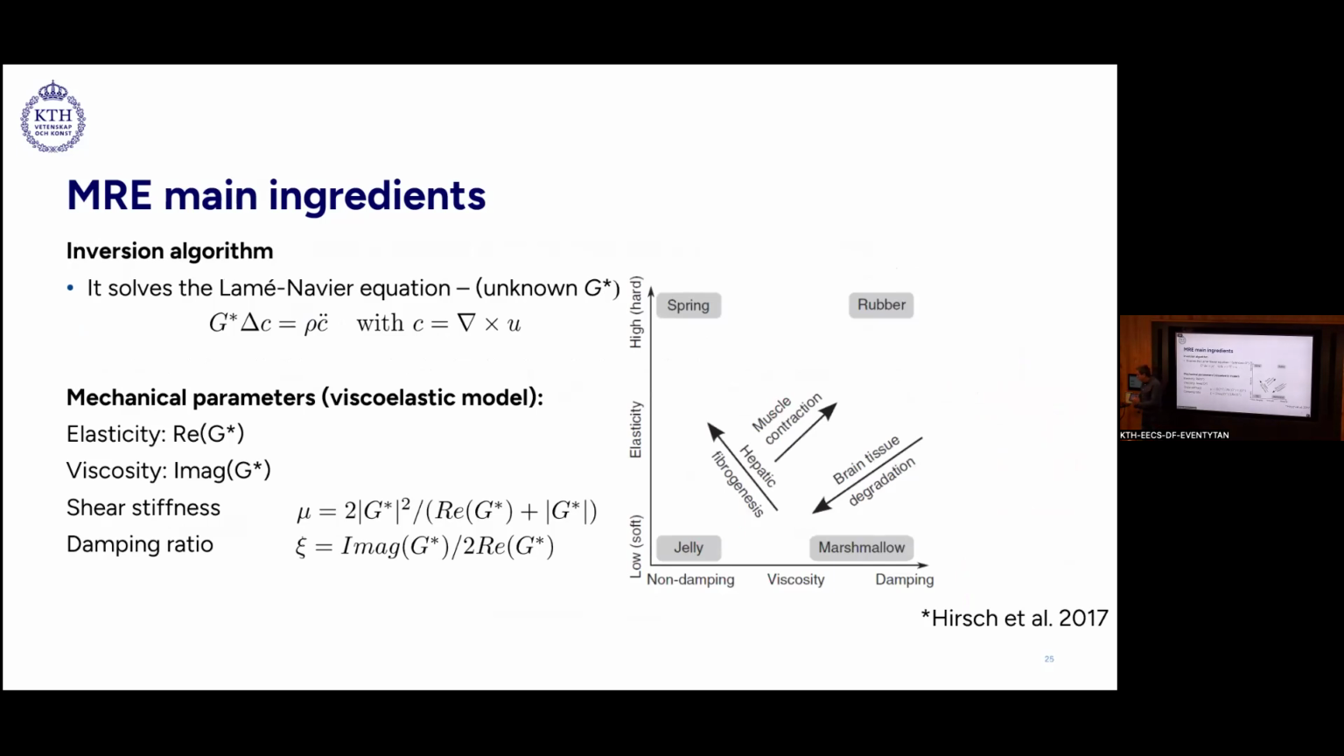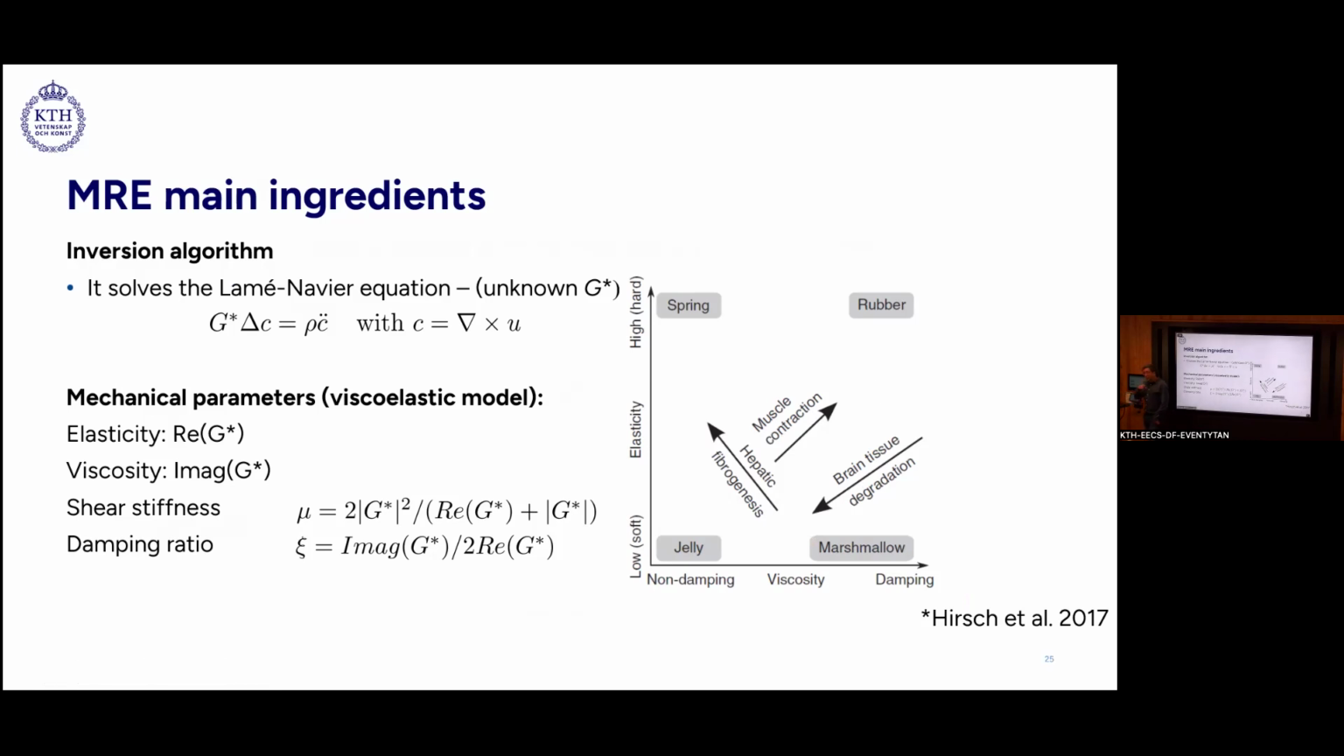Yes, and this inversion algorithm is, I would say, the most difficult part of MRI, because you have to solve a PDE, this Lamé-Navier equation, to get different properties. And you can see here the main properties you can get are elasticity and viscosity. And depending on the type of tissue you are interested in, viscosity can go down or up.